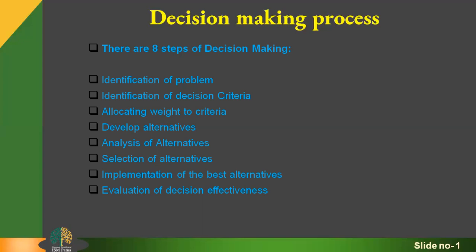Then selection of the alternative. Once it is decided that from the available alternatives, say 4 alternatives, the alternative at serial number 3 is appropriate for decision making, then alternative 3 will be selected.